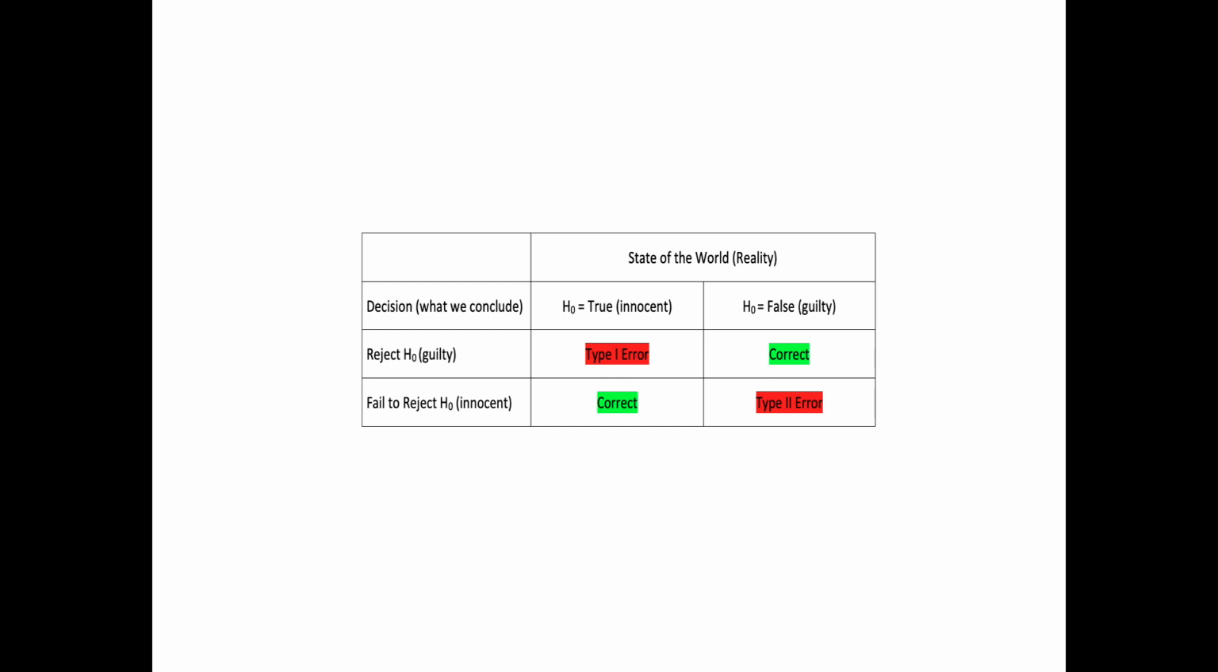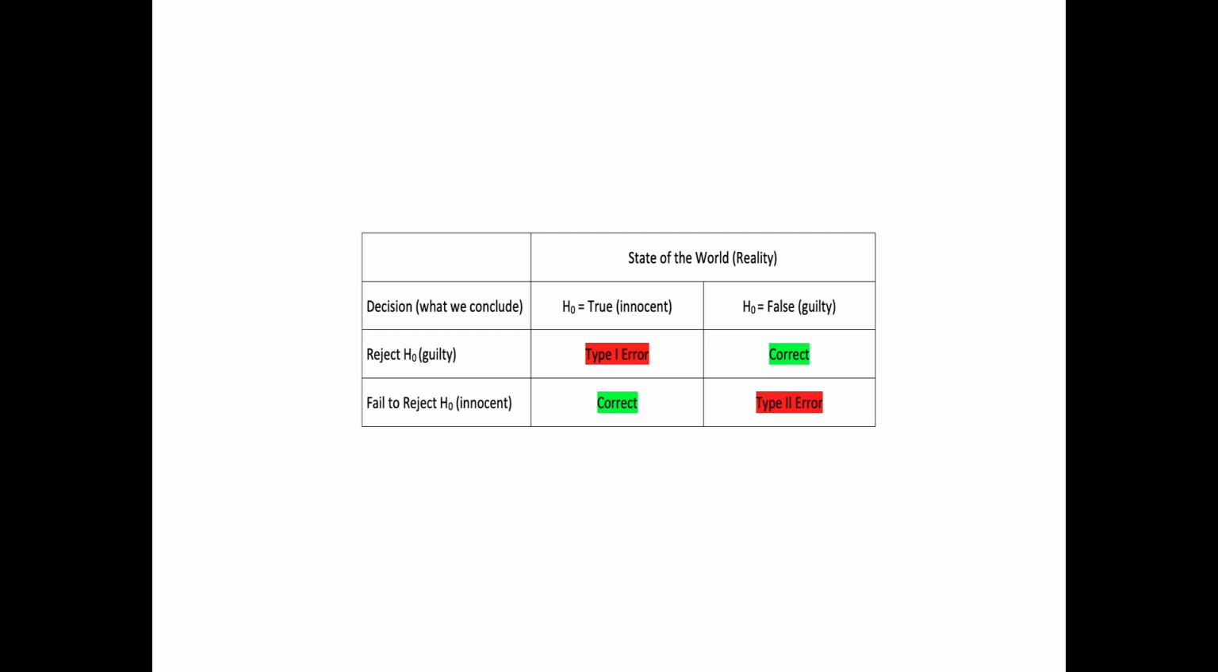In the rows, the leftmost column, we have our decisions based on the evidence. So based on the evidence, we can conclude to reject the null hypothesis. If we reject the null hypothesis, we are essentially rejecting someone's innocence or the variable's innocence. Rejecting the null hypothesis, therefore, concludes that X is responsible for Y, or X is guilty.